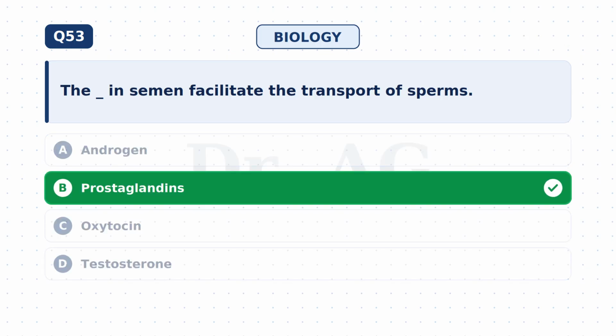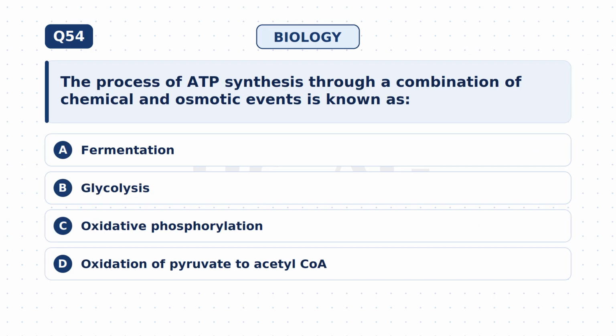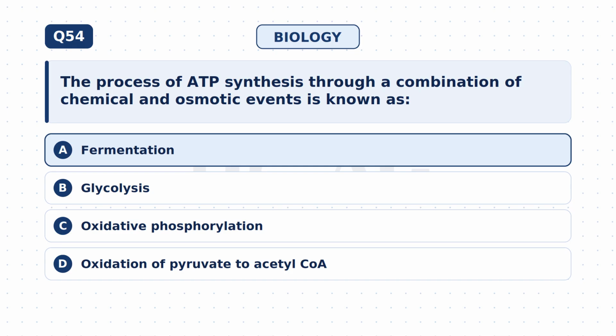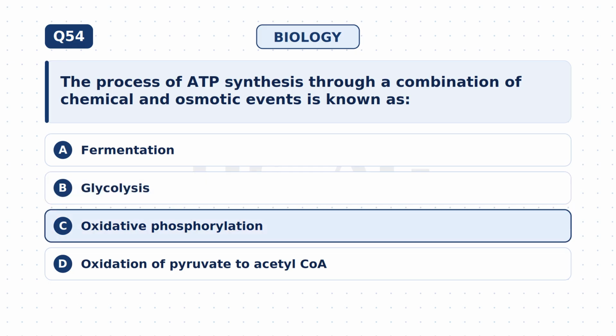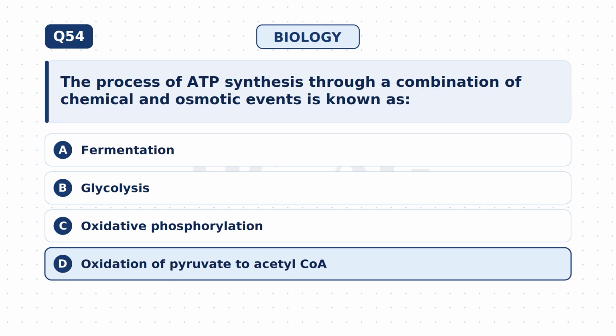The correct answer is B. Prostaglandins. Question 54. The process of ATP synthesis through a combination of chemical and osmotic events is known as. Option A. Fermentation. Option B. Glycolysis. Option C. Oxidative phosphorylation. Option D. Oxidation of pyruvate to acetyl-CoA.